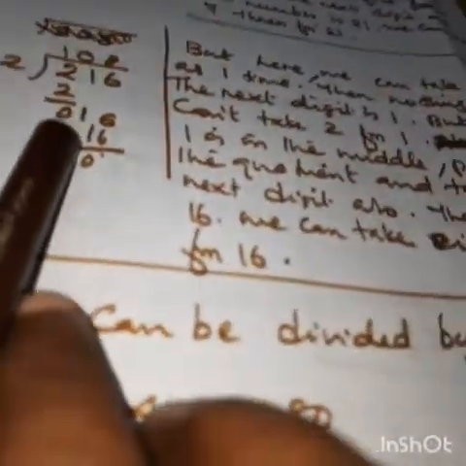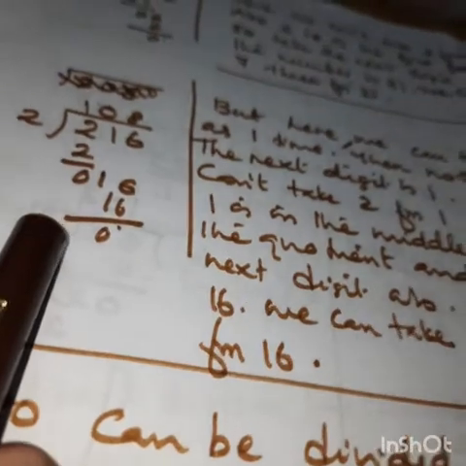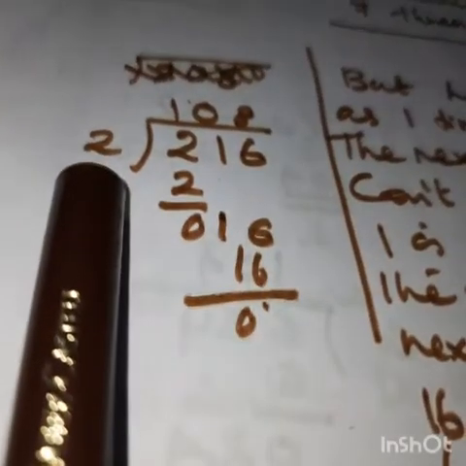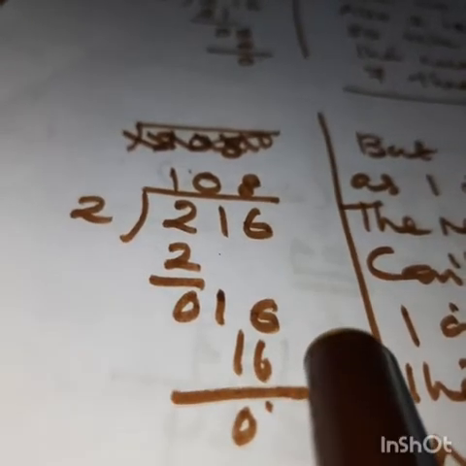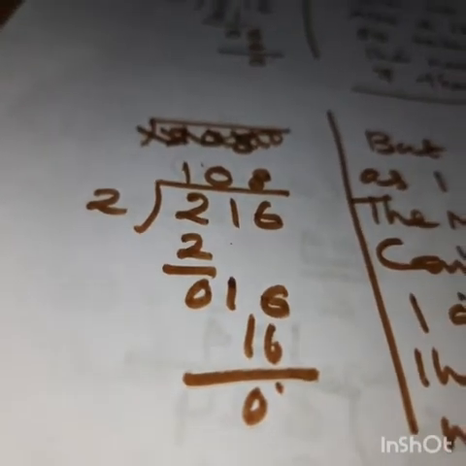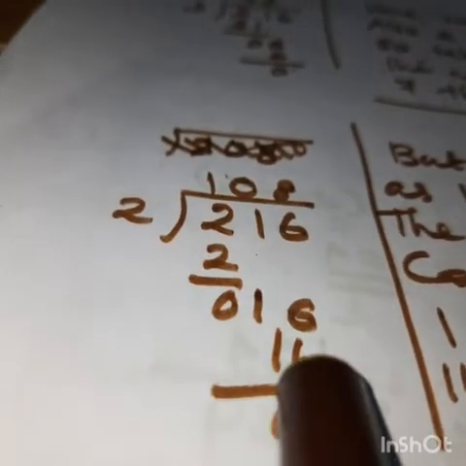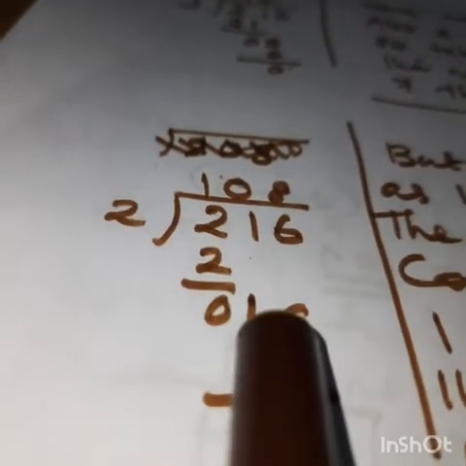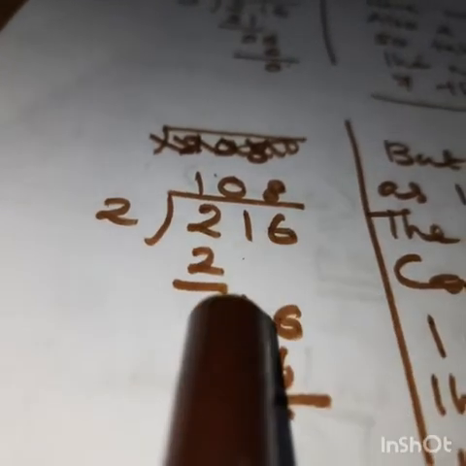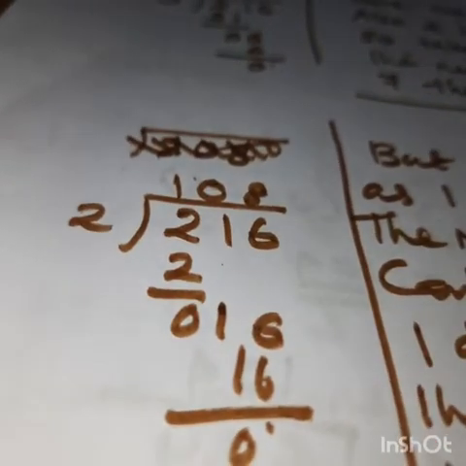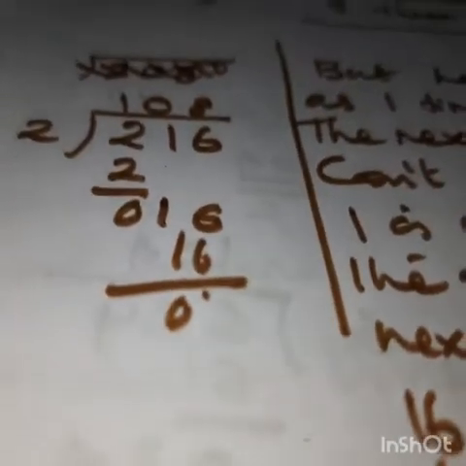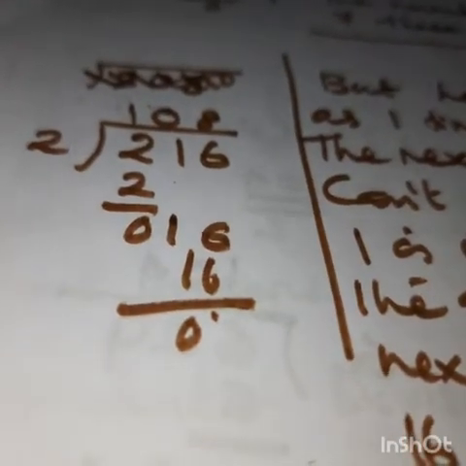But in the case of 216 divided by 2, 2 divided by 2: in 2 there is one 2. Therefore 2 into 1 is 2. That is remainder 0. The next digit is 1, but we can't take 2 from 1. Then put a 0 in the quotient and then consider the next digit with 1, that is 16. In 16, there are 8 twos. That is 8 into 2 is equal to 16. Remainder 0. This is very important.